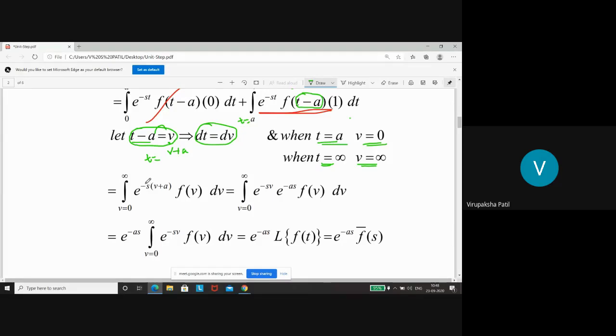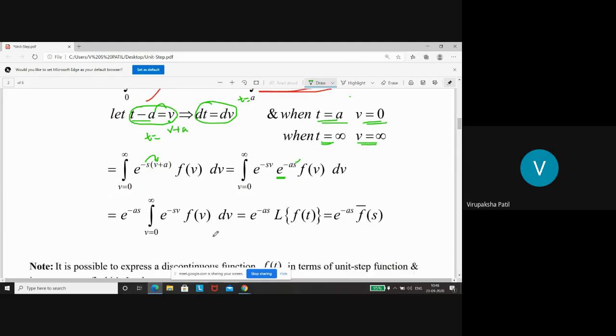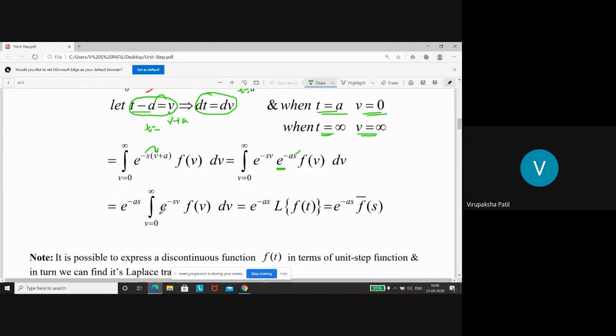Now what will we do? We will apply the theory of indices. You can write integration 0 to infinity e to the power minus sv into e to the power minus as, f of v dv. Now this e raised to minus as, a is also treated as a constant, since you are integrating with respect to v, and s is also treated as a constant. So this term should be taken outside. Now you are left with integration v equal to 0 to infinity e to the power minus sv f of v dv.